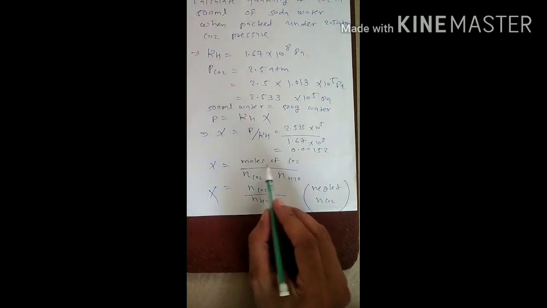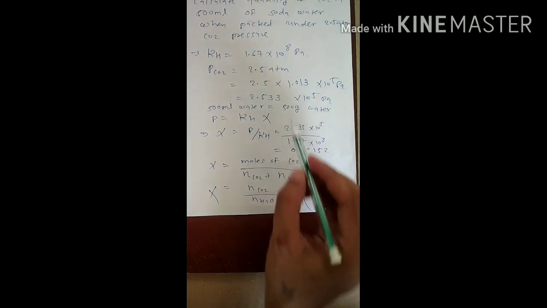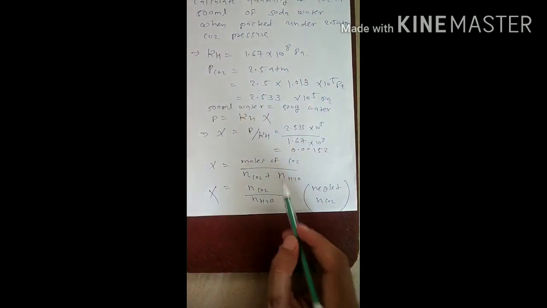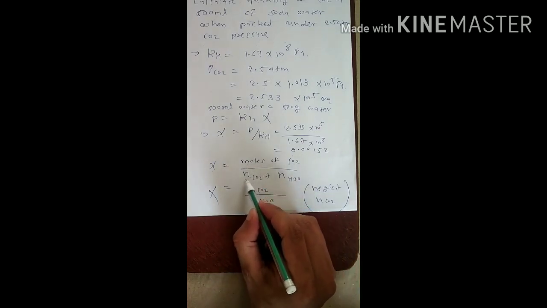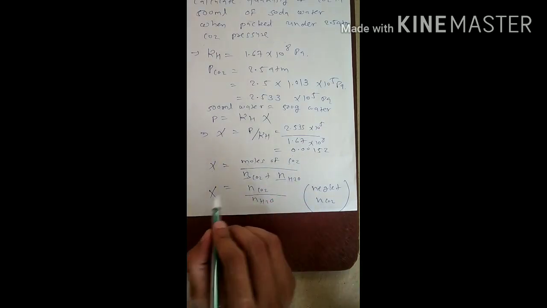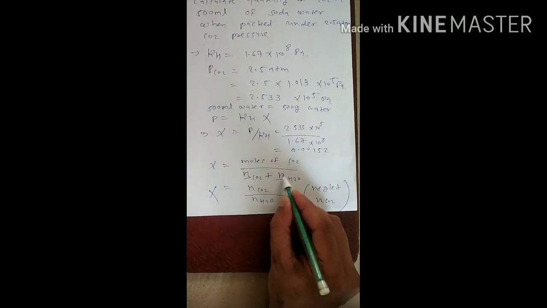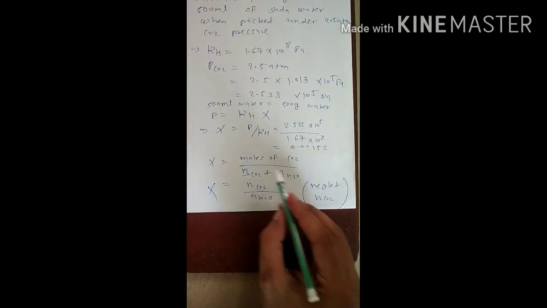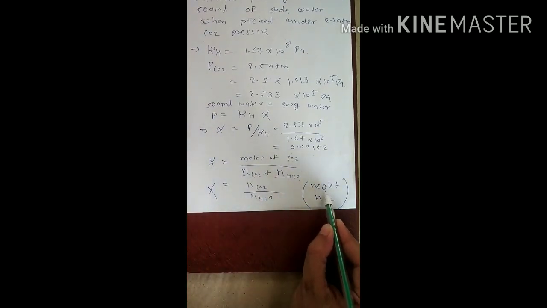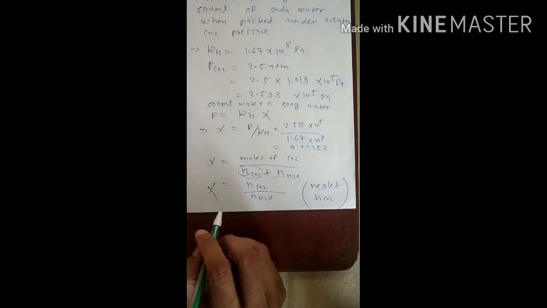Now what is the formula for mole fraction? Mole fraction is equal to moles of solute, that is CO2 here, divided by total moles. So here I have written small n for moles. Moles of carbon dioxide plus moles of water, total moles. Now neglect moles of carbon dioxide from denominator.